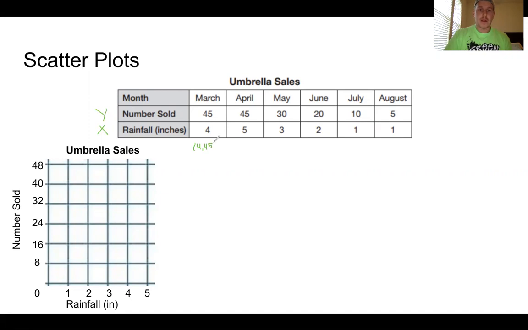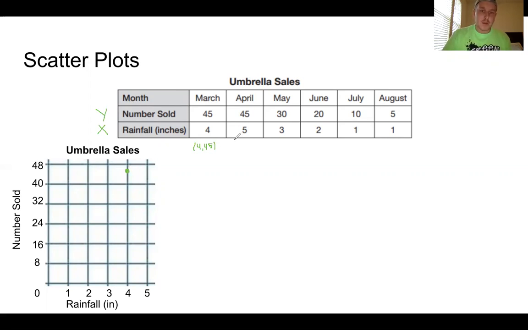And we could do that with every single one. So let's plot 4, 45. Remember, we start at 0 at the origin, we go over to 4, and we come up to 45. 45 is right about in the middle between 40 and 48, so we'll put that dot right here, okay? So that represents our first point, 4, 45.